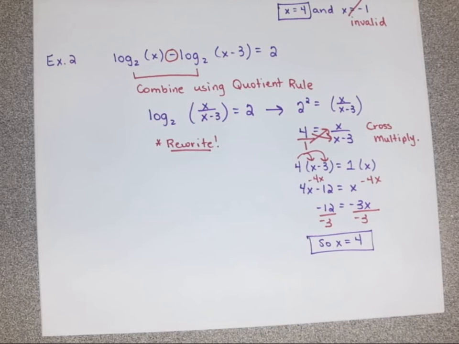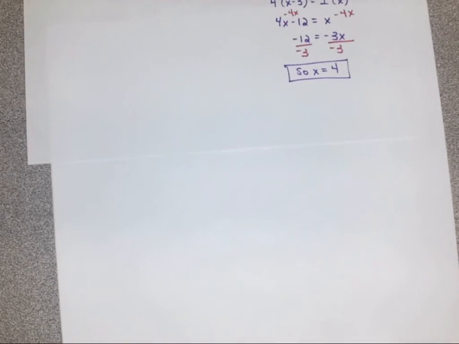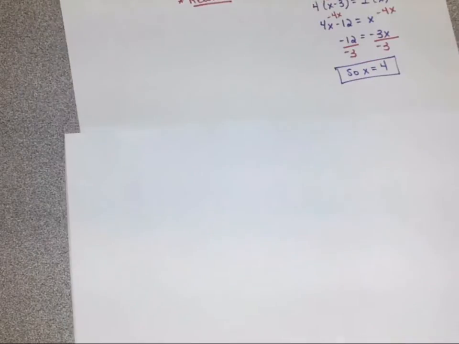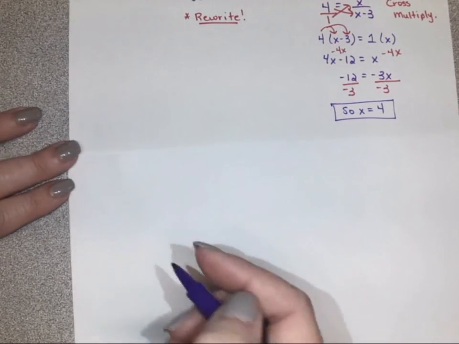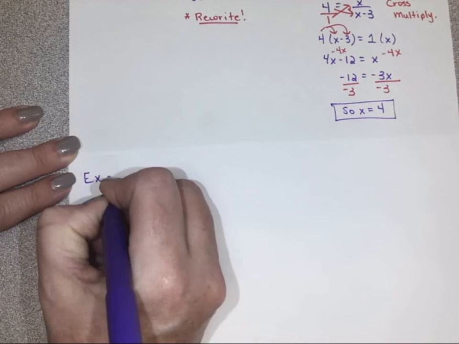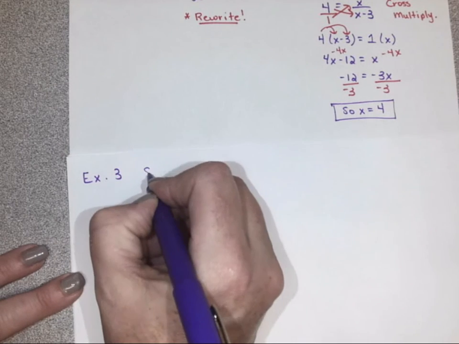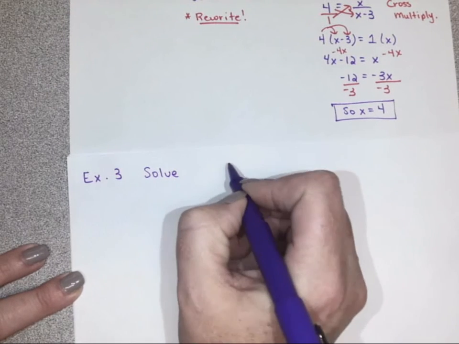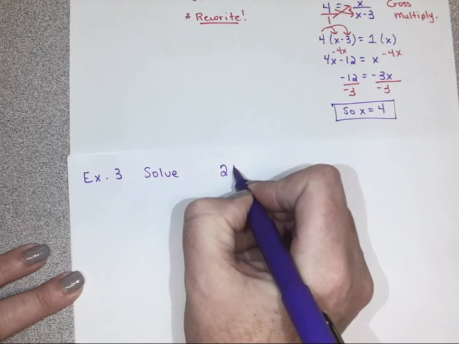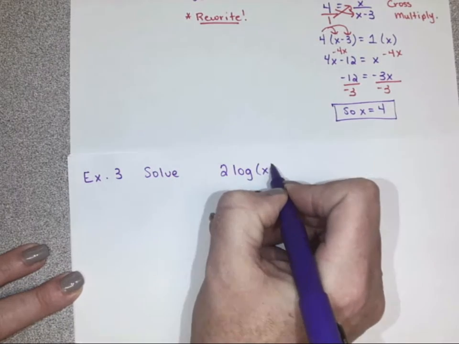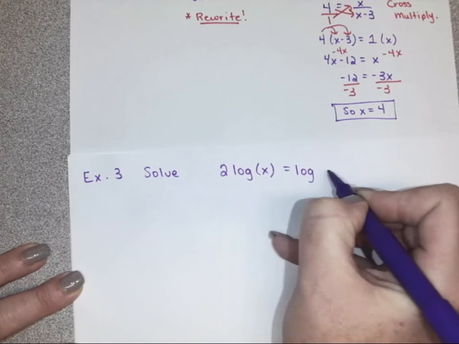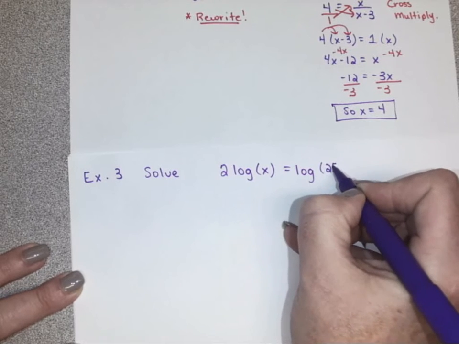We didn't do one like this last class, so I want to show you, occasionally you might be using the third rule. We tend to use product and quotient rule a lot here, but remember we also have a third rule that's called the power rule. So let's look at one where maybe we would use that. What if I told you to solve for 2 times the log of x equals the log of 25?